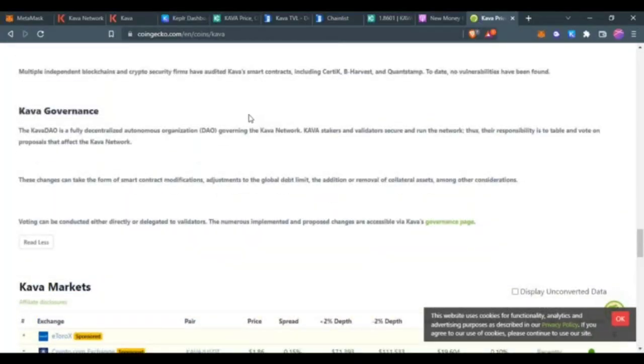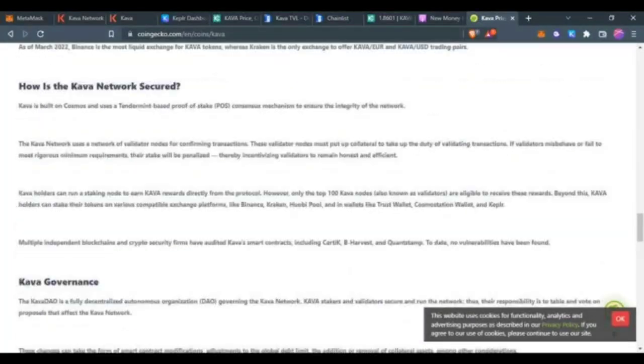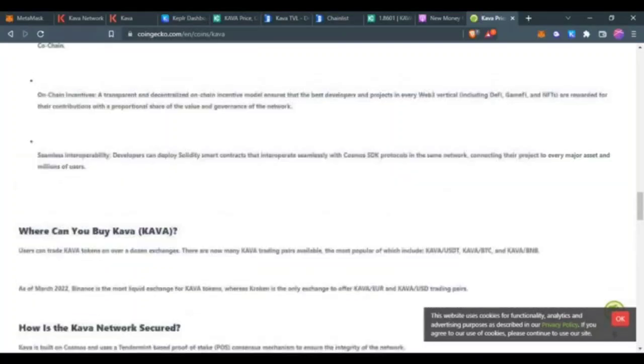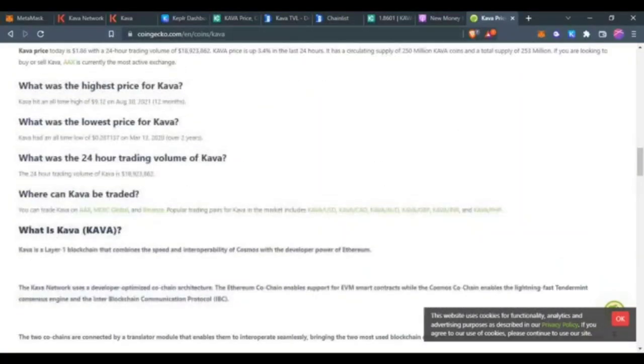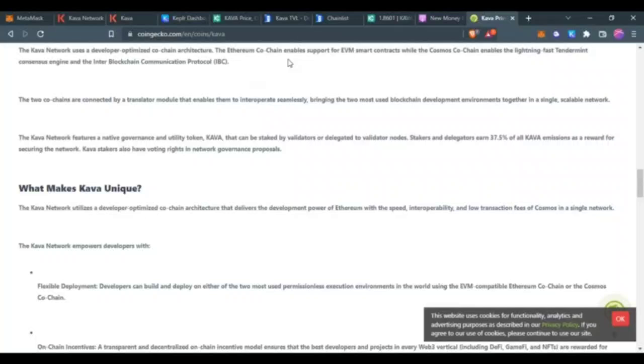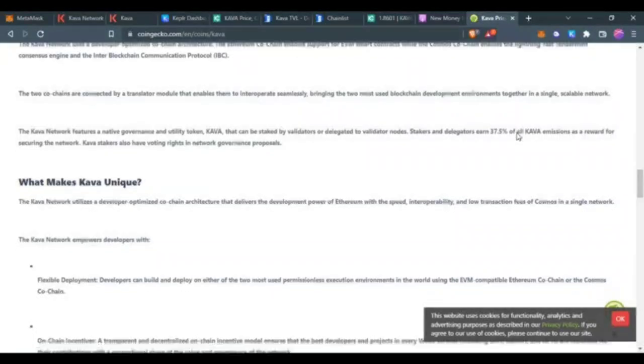So, hold on, where did we leave off? There we go. So the Ethereum co-chain enables support for Ethereum virtual machine smart contracts, meaning you can build smart contracts on the Kava EVM. The Cosmos co-chain enables lightning fast Tendermint consensus and basically fast transactions and the inter-blockchain communication protocol. The two co-chains are connected by a translator module that enables them to interoperate seamlessly, bringing the two most used blockchain development environments together in a single scalable network.